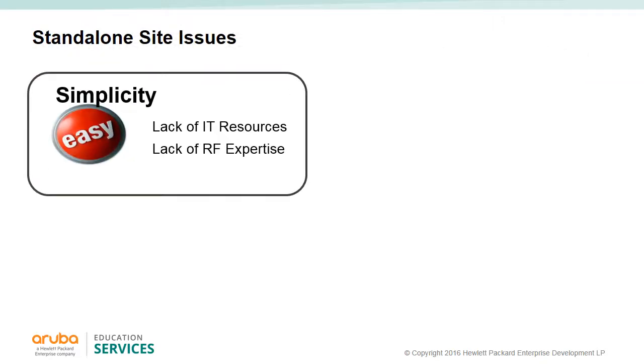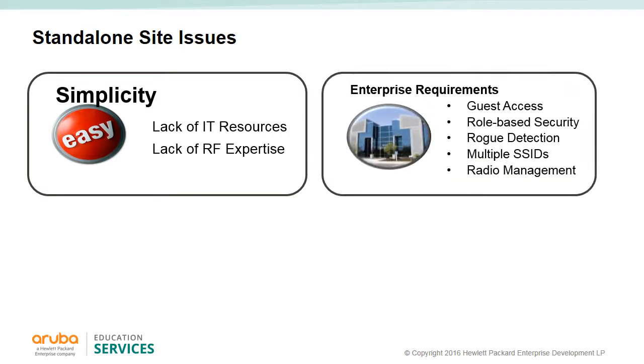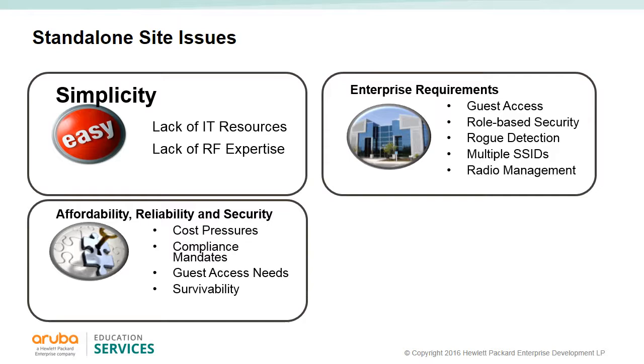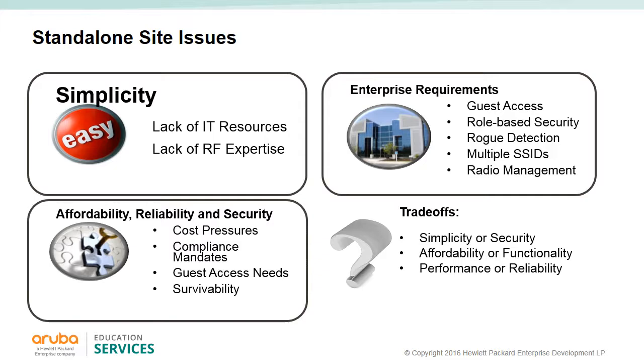Small or distributed organizations that require Wi-Fi access are often faced with many challenges. They require simplicity since they often lack IT resources or RF knowledge. They have requirements like multiple SSIDs, guest access, firewalls, intrusion detection, and radio management. These are all functions of a high-end enterprise class network. Unfortunately, small organizations are constrained by cost or have compliance mandates. Therefore, the organizations are forced to choose between cheap consumer-grade Wi-Fi gear, feature-rich but costly high-end wireless LANs, or simply do without wireless altogether.